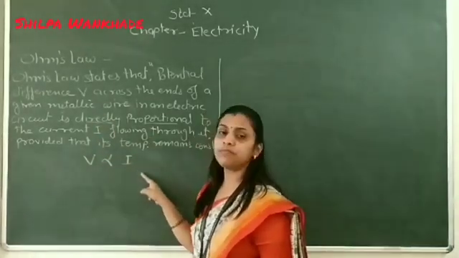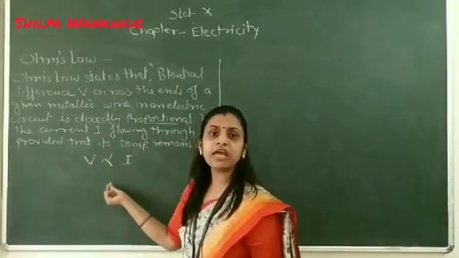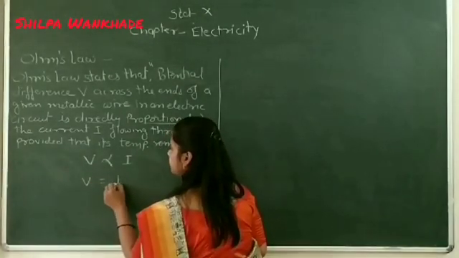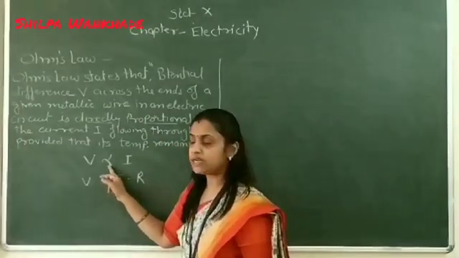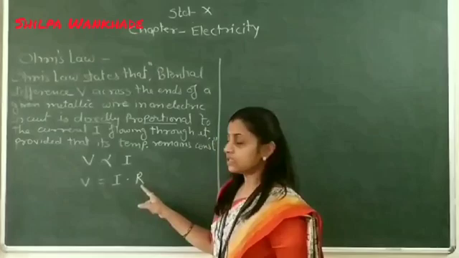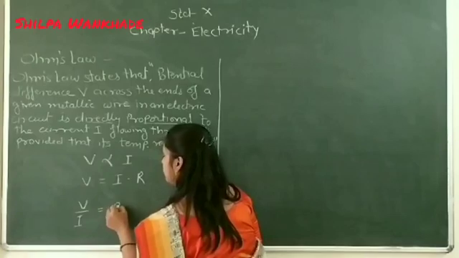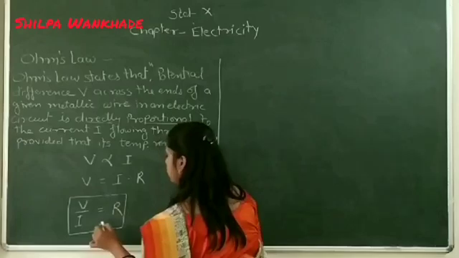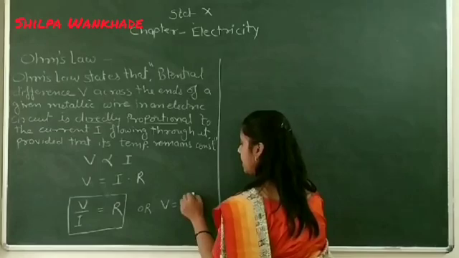So V is directly proportional to I. Now, if we have to remove this proportionality sign, we have to take a constant, and that constant is taken as R. V is equal to I into R. Whenever we remove the proportionality sign, we have to take a constant, and therefore that constant is R. And therefore V by I is equal to R. So we get two formulas: V by I is equal to R, or V is equal to IR.